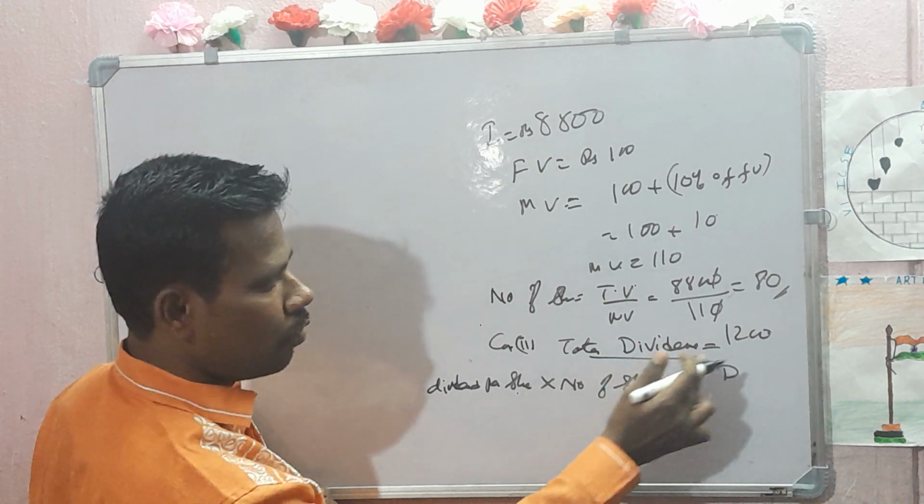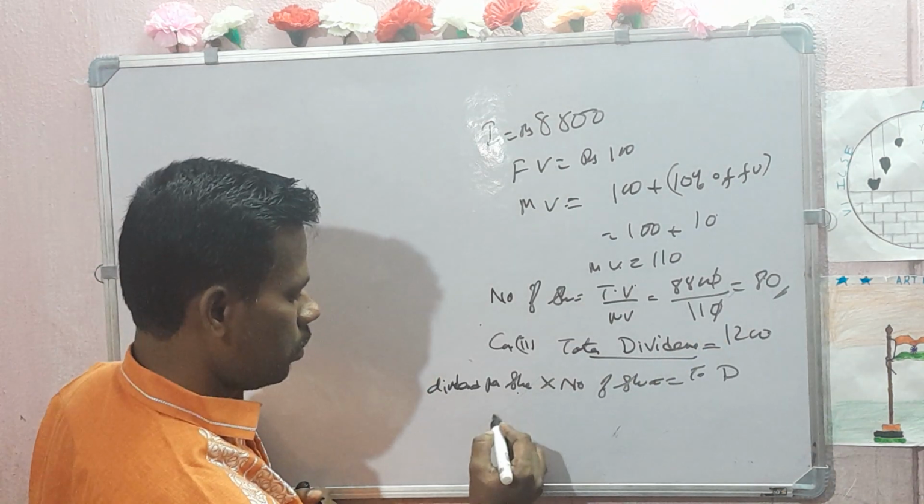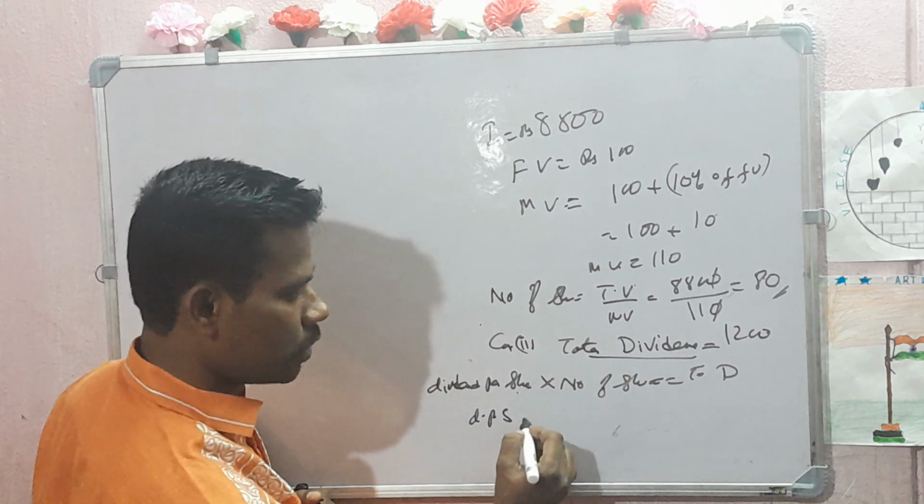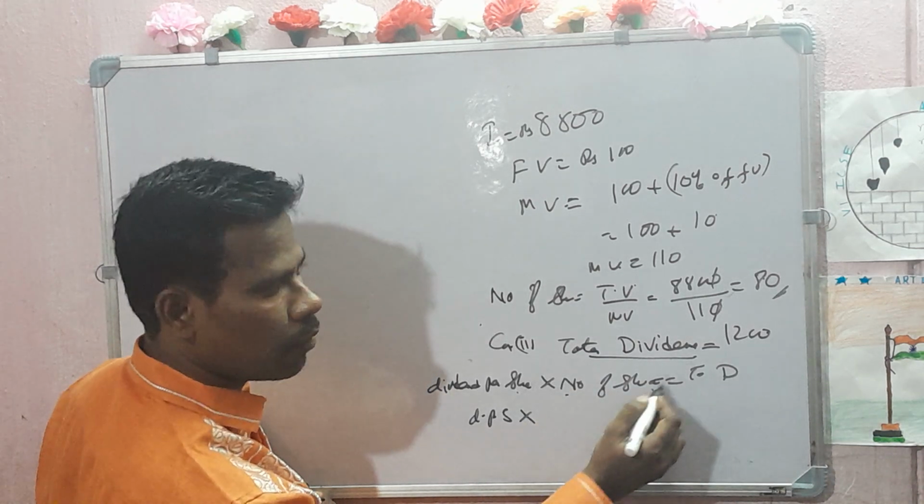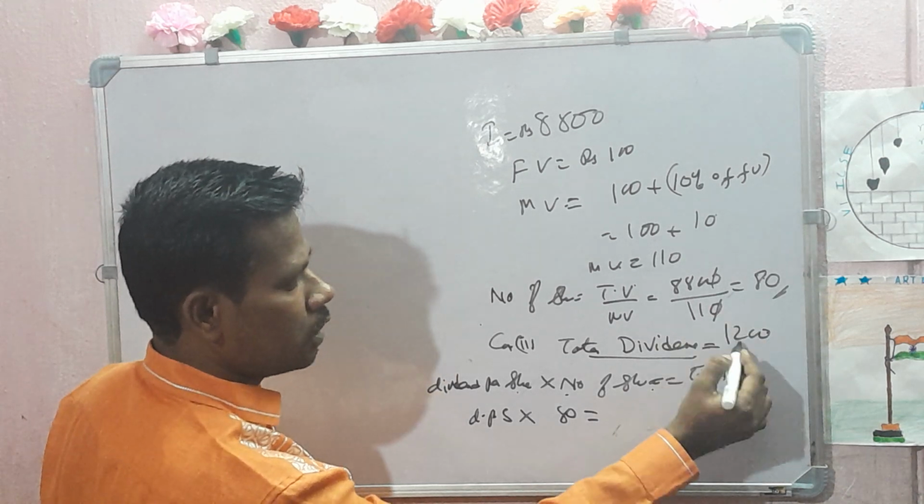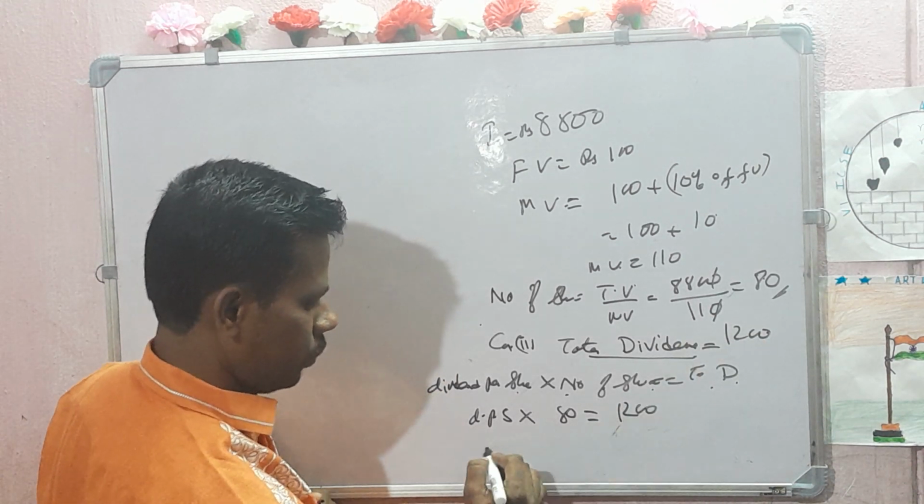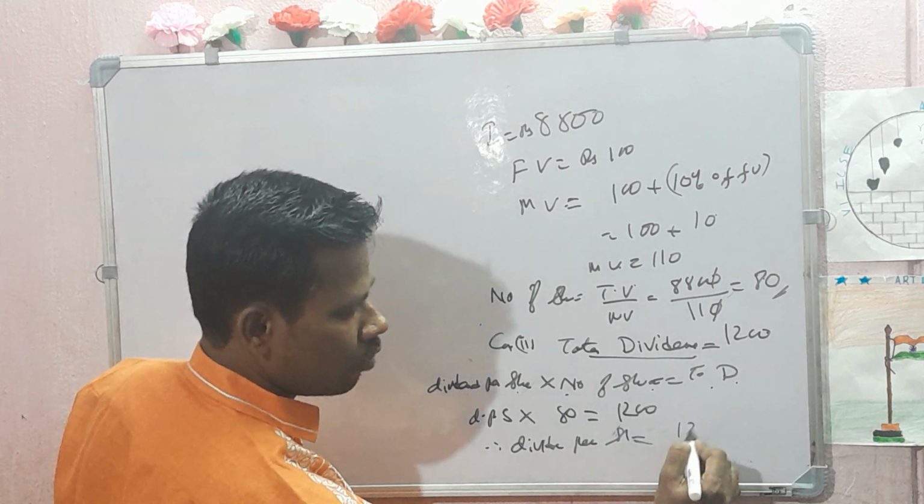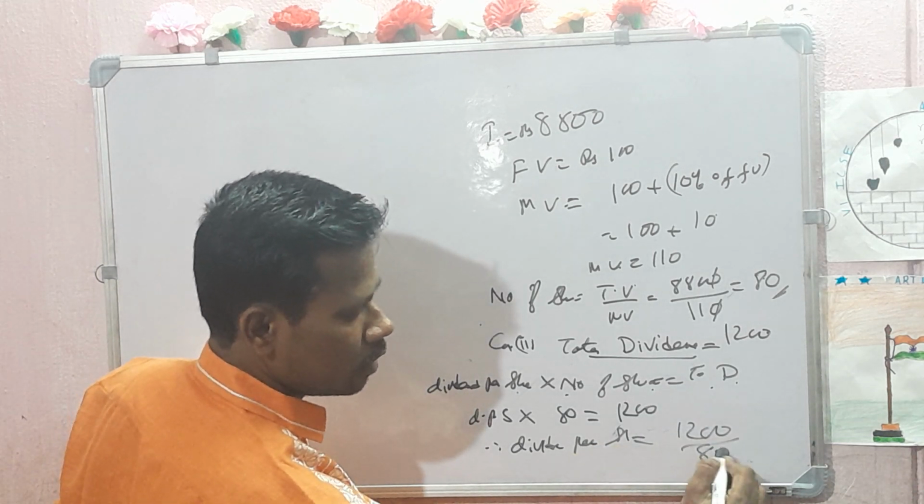Dividend per share. Do you know what is the dividend per share? We don't know. Dividend per share, DPS, into number of shares. Number of shares we know already, 80, is equal to total dividend. Total dividend is 1,200. Therefore, dividend per share is equal to 1,200 by 80.